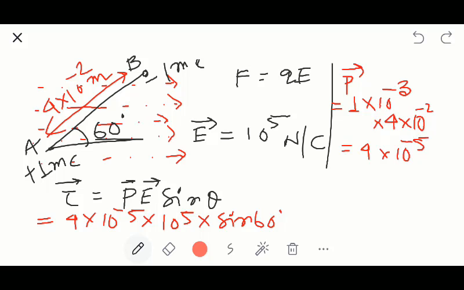Now if I proceed with the calculation, then 10 to the power 5 and 10 to the power minus 5 will be eliminated, and it will be 4 sine 60. 4 sine 60 means 4 root 3 divided by 2, that is 2 root 3 Newton meter. So this is the final answer.